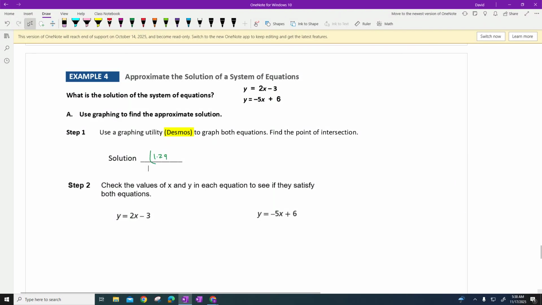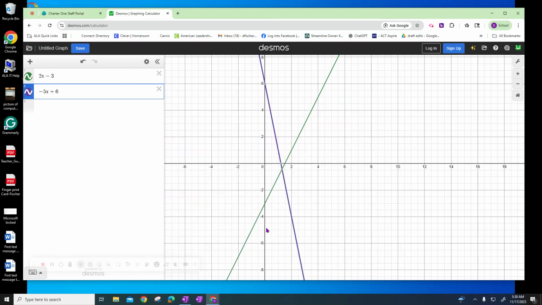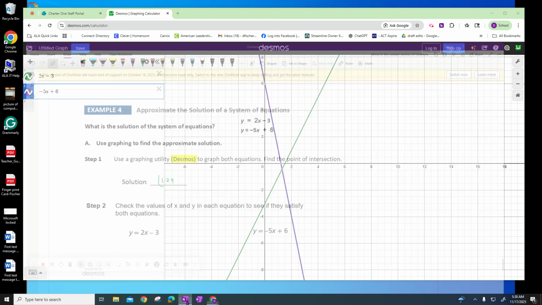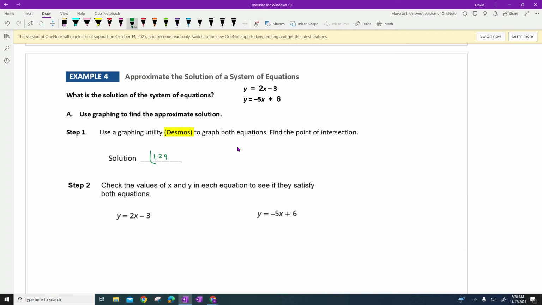And let's go get our Y. It's a negative 0.43. There's an 8 next door, pushes the 2 up to a 3, so negative 0.43. All right, so we got those.